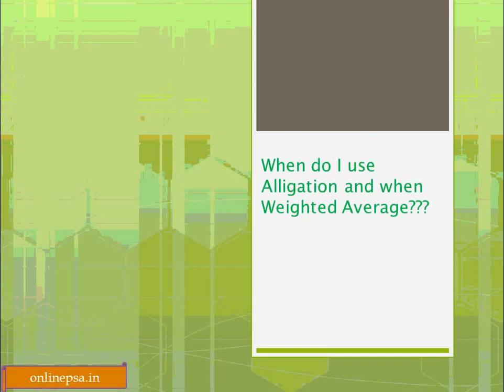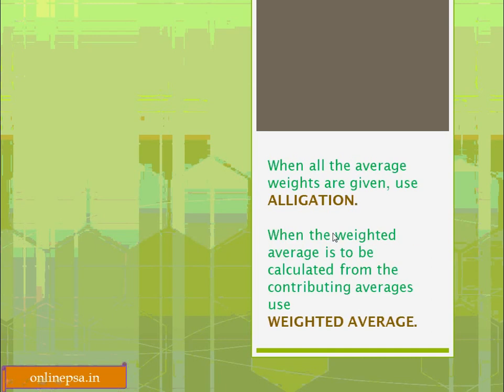Now that we know alligation and weighted average are nothing but two sides of the same coin, when do I use alligation and when do I use weighted average? There's a very simple and golden rule, and that is when all the averages are given, when all the average weights are given, we use alligation. If the weights given are 50, 80 and the resultant average is 60, we can use alligation to find out in which ratio 50% and 80% milk solution are being mixed.